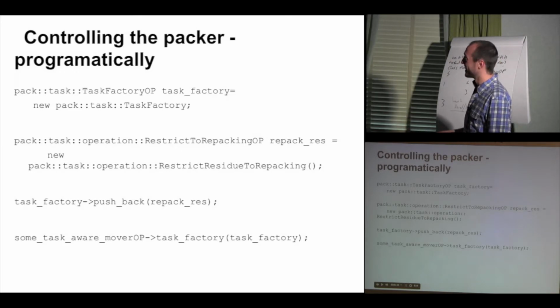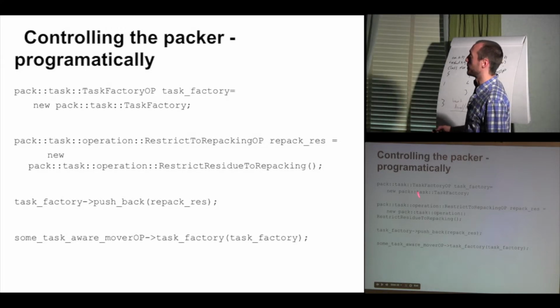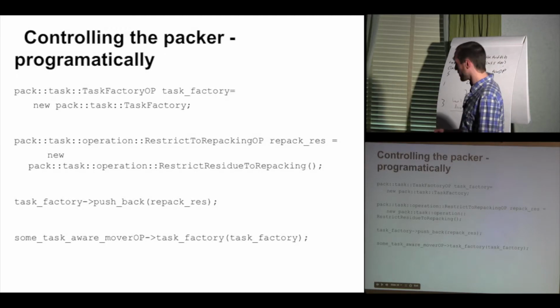You need owning pointers for both the task factory and the task operation. So the reason we're using owning pointers here is because the task factory's push back takes a task operation owning pointer, and so we need a task operation owning pointer. And restrict to repacking owning pointer fits that bill. And similarly, many of the task-aware movers, such as pack rotamers mover, take owning pointers to a task factory.